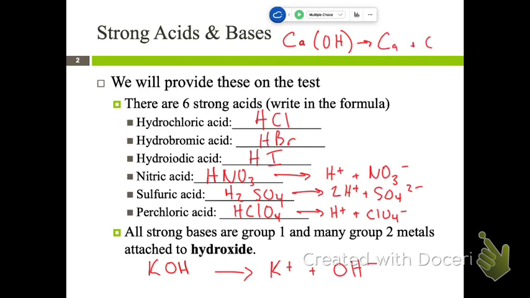Calcium ion and hydroxide. What charges do I need? What's the charge of calcium? So what's wrong with my formula there, my reaction? You need 2 hydroxides. So every 1 calcium hydroxide releases 2 hydroxide ions. So when you're thinking about titrations in your lab, I don't think you did any with calcium hydroxide, but you have to pay attention to what the stoichiometry is in your reaction.